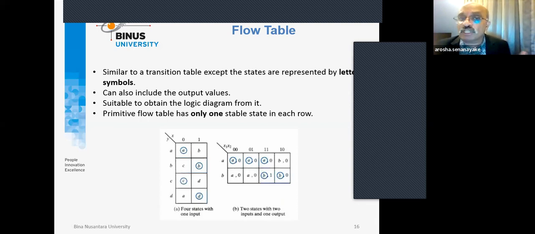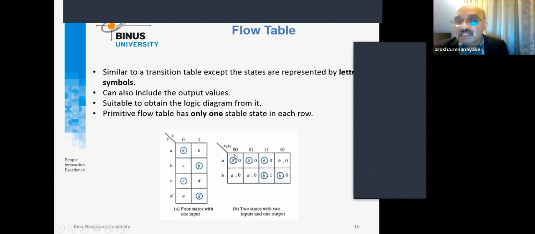On top of that, you can also mention the output. Output means Z. The output is 0 only when B is equal to 1, and x1, x2 both are 1. So only then B becomes 1. In this case we have 2 inputs and 1 output, with 2 states, 2 inputs and 1 output.